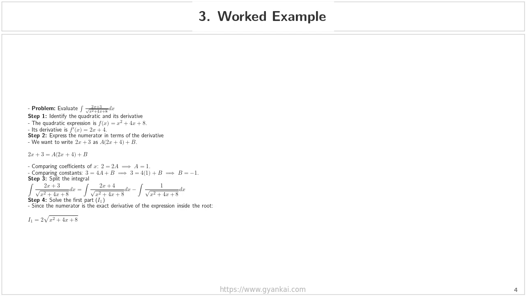Remember from slide 3, the integral of f prime of x over the square root of f of x is simply 2 times the square root of f of x.